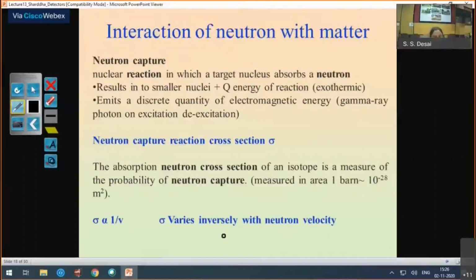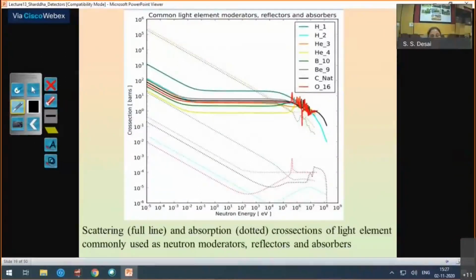So with a neutron of 1 eV or a thermal neutron, if you have the same detector and your neutron energy varies, the number of counts you get out of the detector will be different. And this is reflected from the absorption cross section. So here I am just showing you how the absorption cross section varies.